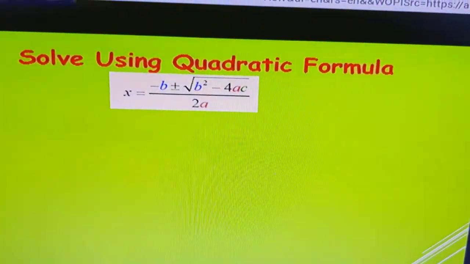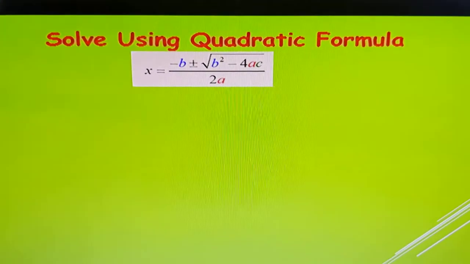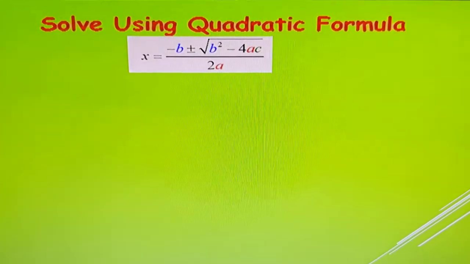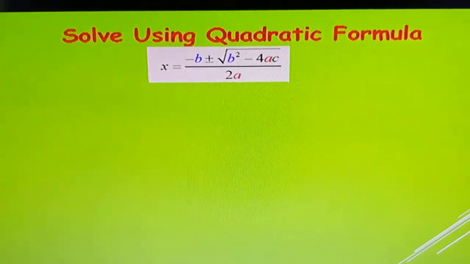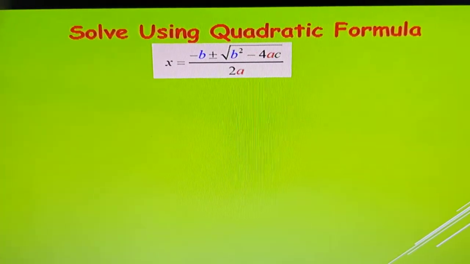So here what we're going to do is figure out how to use the quadratic formula. Remember that we are using the quadratic formula in order to find the x-intercepts, which are also called our solutions, which are also called our roots, and they're also called our zeros.